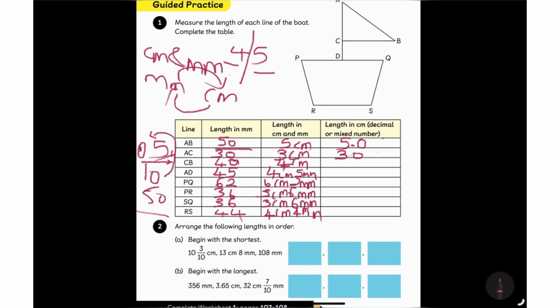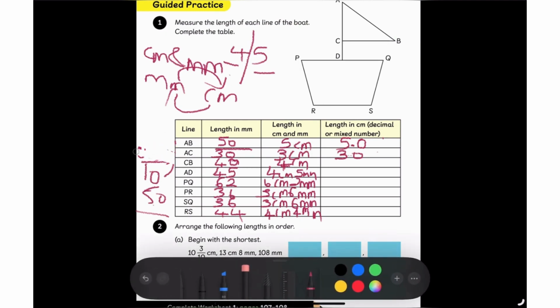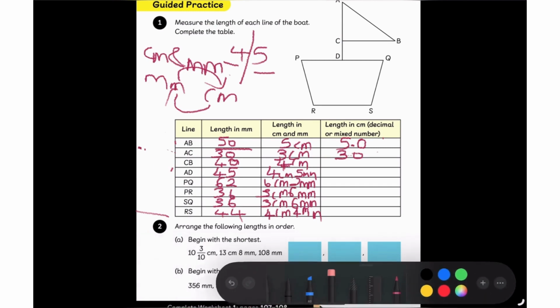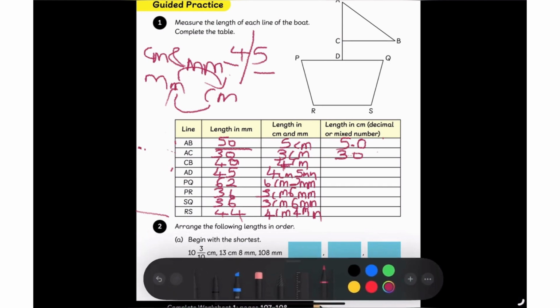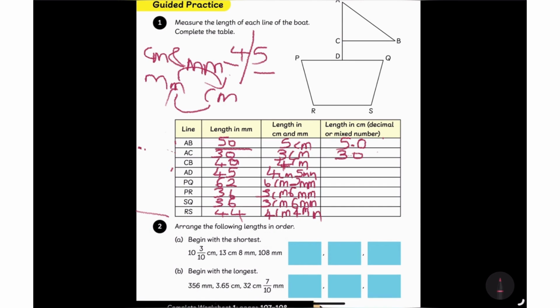In my next conversions, I have 4 centimeter. Therefore, it becomes 4.0. Then I have 45 millimeters, which becomes 4.5, right? Centimeters, because I'm converting into centimeters. Now you have to go back and see whether I am multiplying or I am dividing. This becomes 6.2, 3.6, 3.6, and 4.4. Now that we've got the value for all of this, let's go ahead and solve our question. Arrange the following lengths in order.